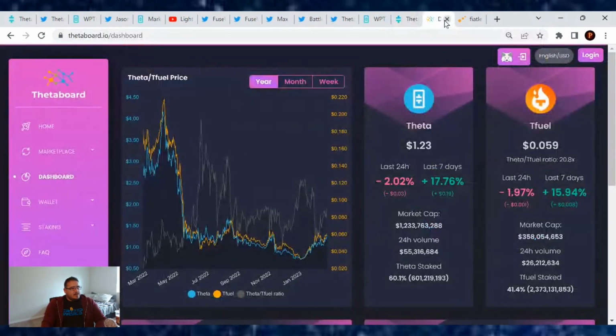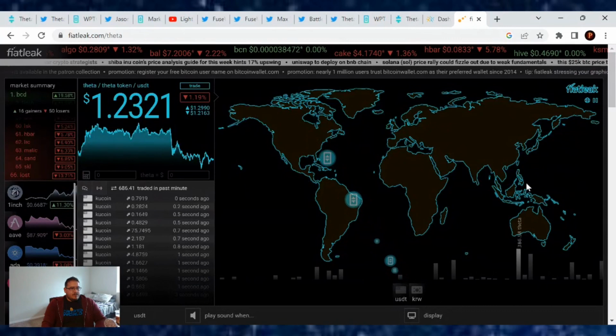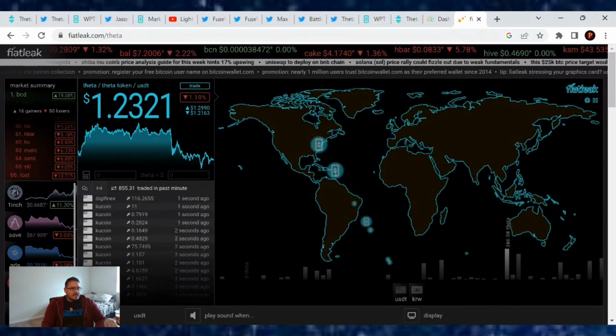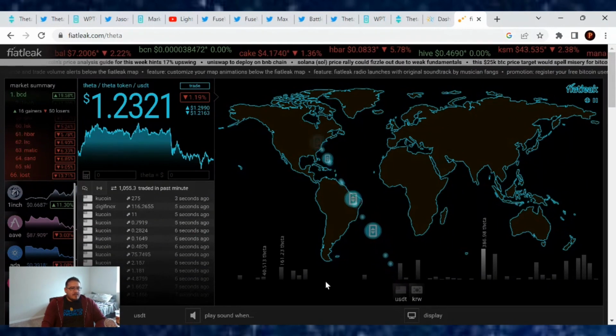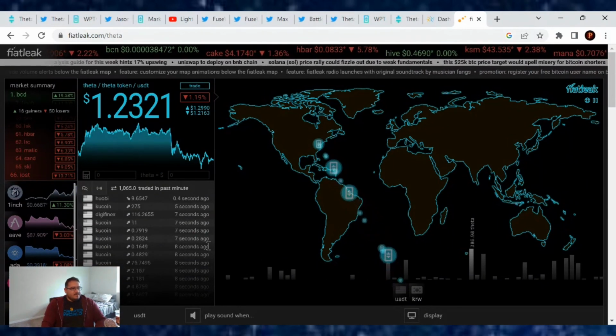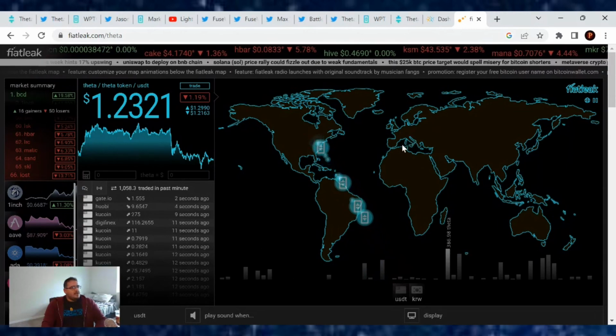Now let's take a look at the change between Theta and T-Fuel. Theta is down 2.02% since yesterday, and T-Fuel is down 1.97%. And as always, we'll finish off with the movement here on fiatleak.com/Theta. It's always nice seeing the movement take place, where the transactions are coming from, usually KuCoin and DigiFinex. And then sometimes Huobi, when you see the South Korean exchange. Been a while since I've seen a European bubble go up there, but they do happen every so often.